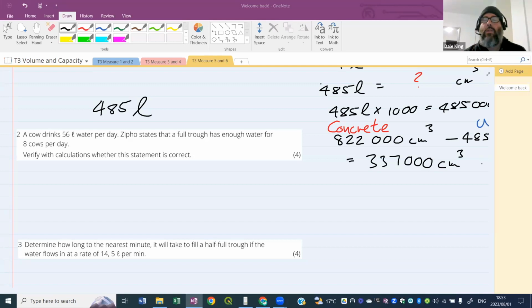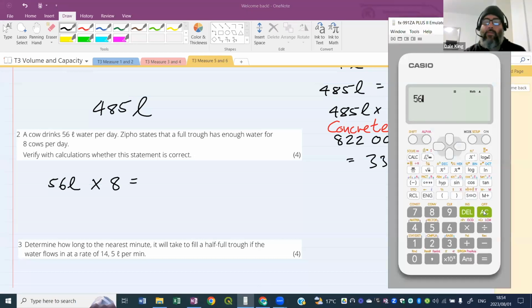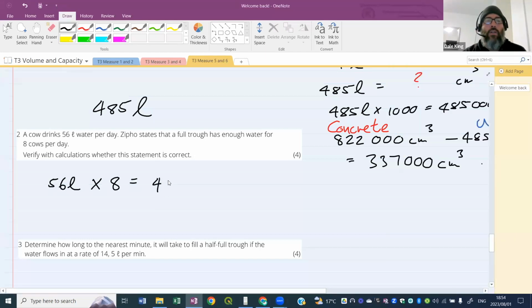All right, we got some answers coming through here. While I'm doing this one, those people that are finished can look at number 3. So let's check. One cow does 56 liters in a day, and he has 8 cows, so we'll multiply that by 8. That's a little bit easier. 448 liters. So 8 cows can do 448 liters in a day.